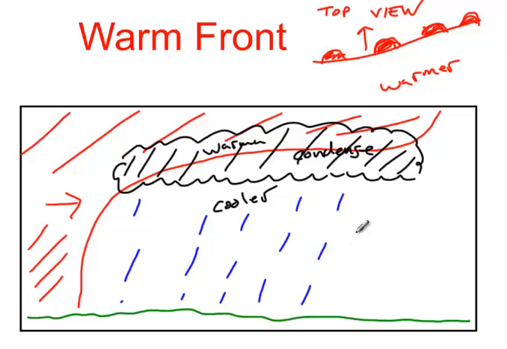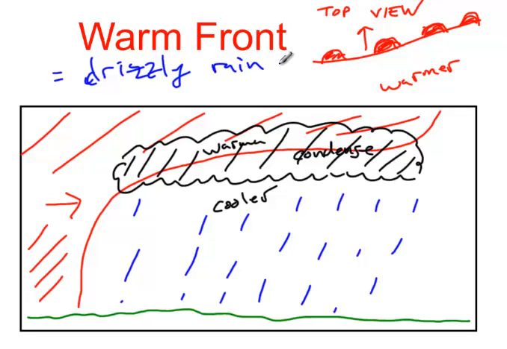So warm fronts and cold fronts both bring rain, but a warm front is a drizzly rain, a prolonged rain. It's going to last a lot longer.